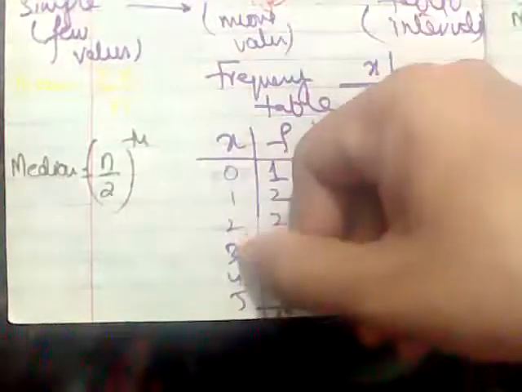So 0, 1, 2, 3, 4, 5, that value will remain the same, because even with 60 students, the minimum marks that can be obtained is 0, maximum is 5. लेकिन अब यहाँ पे frequency change हो जाएगी.